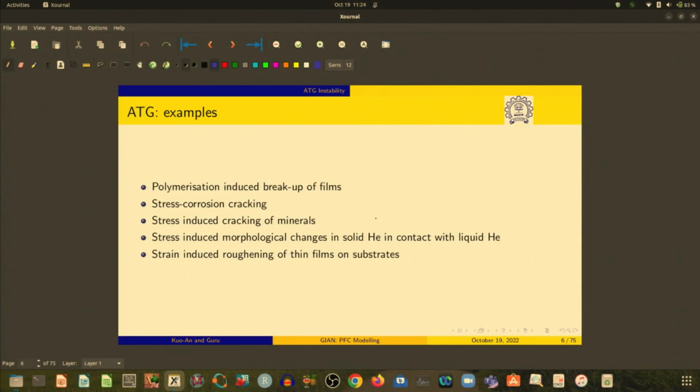So, as you can see, minerals, they probably crack at the order of meter length scale, and you have roughening of thin films which are probably on the nanometer scale, and somewhere in between you will see micron scales and millimeter scales and so on. So, it is a phenomenon that happens at different scales, but the physical reason is the same. It is basically elastic stress relaxation.